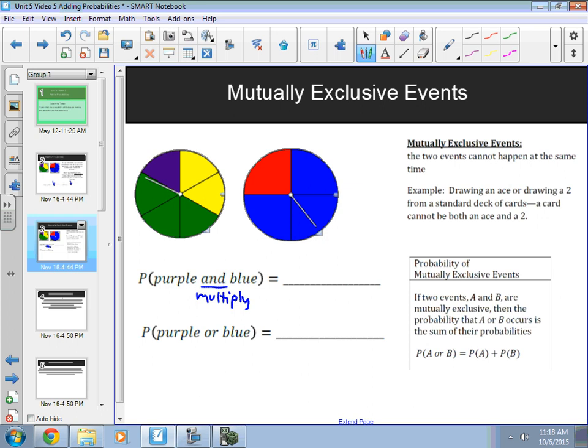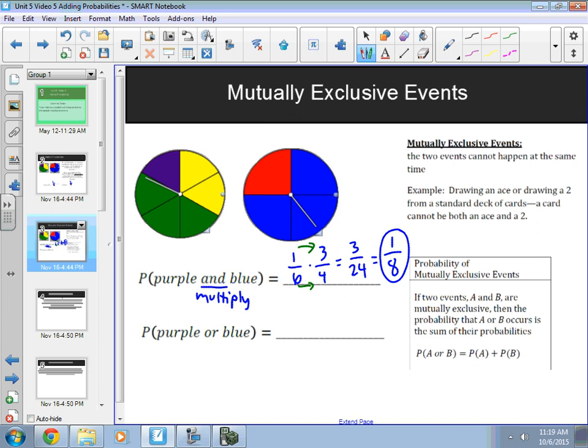So if we want to find the probability of doing the purple and the blue, we knew purple was 1 out of 6 and blue was 3 out of 4. If we multiply those together, that would be the probability of spinning both. Remember when you're multiplying fractions, multiply straight across the top, the numerators, and straight across the bottom, the denominators, so we get 3 out of 24, which is the same as 1 out of 8. We'd have a 1 out of 8 chance of having both occur.